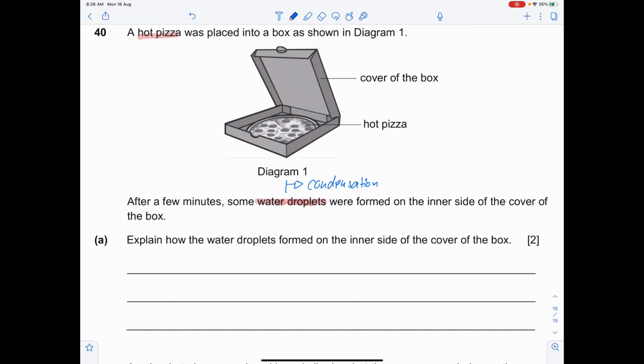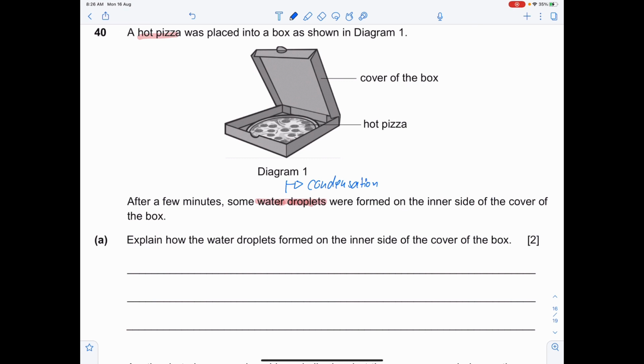So in this case, there can be evaporation, there can also be no evaporation, depending on how you answer it. If you want to use evaporation, you will have to talk about how the water inside the pizza itself gains heat and then evaporates. Now, the next one.